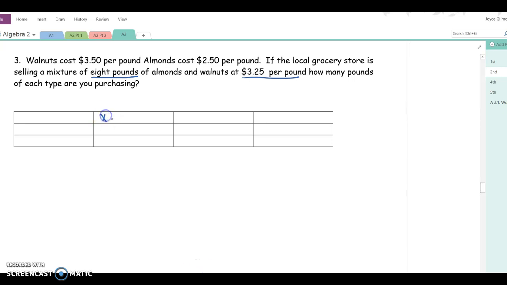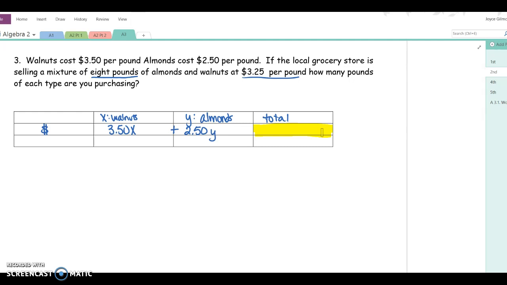So if X is pounds of walnuts, and Y is pounds of almonds, they're definitely describing money. So walnuts are $3.50 per pound. Almonds are $2.50 per pound. That needs to add up to the total amount of money. What is the total amount of money?